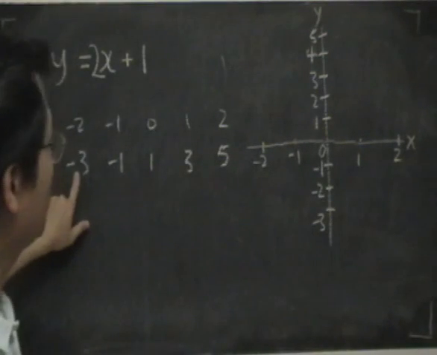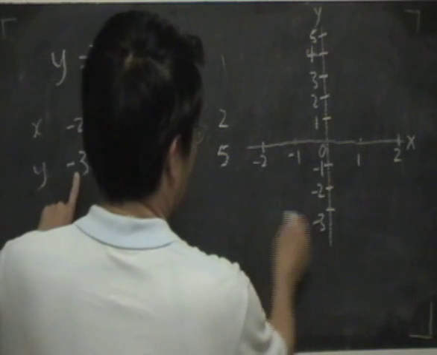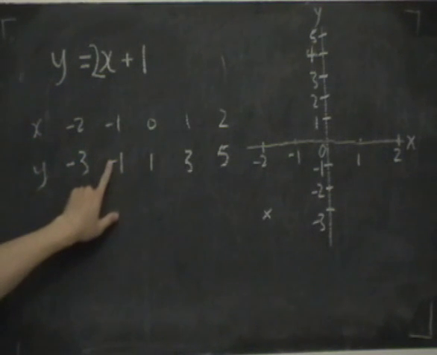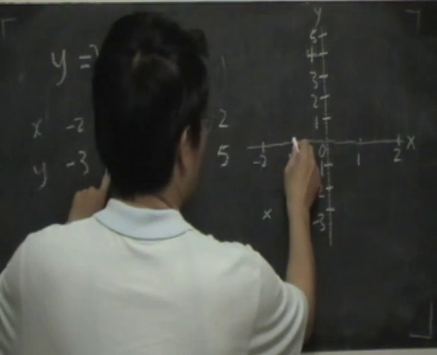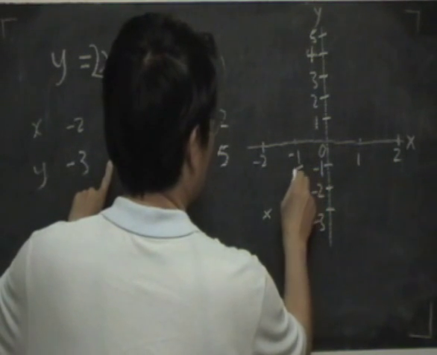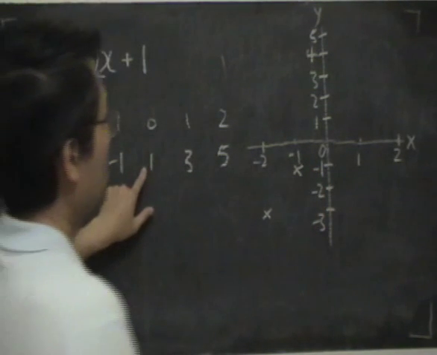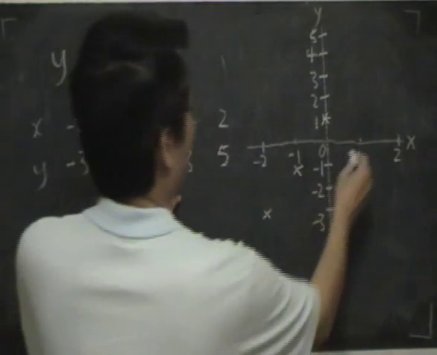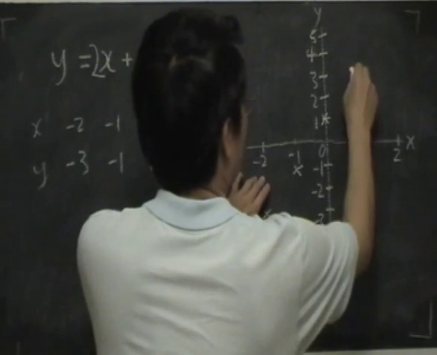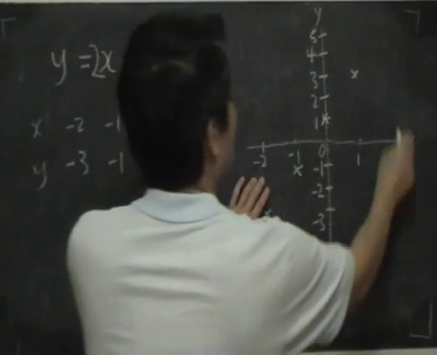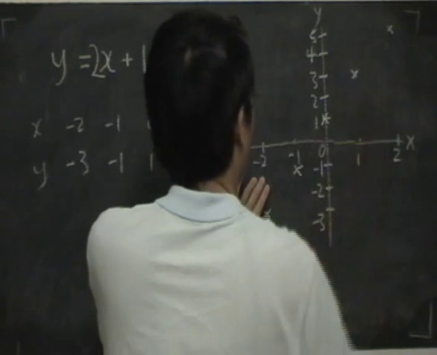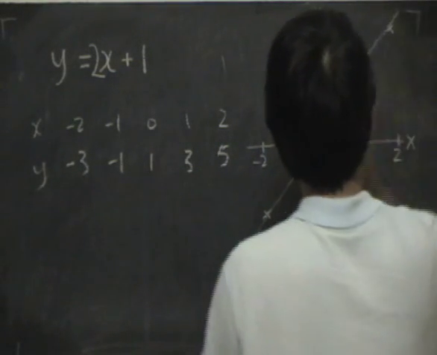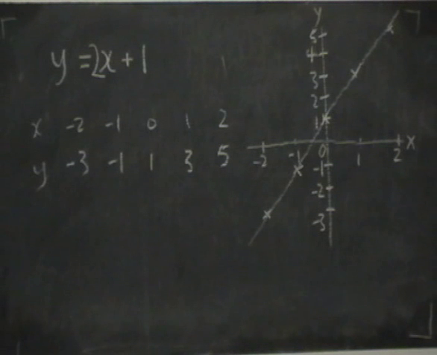Okay, -2, -3 is there. -1, -1 is there. 0, 1 is there. 1, 3 is there. Finally 2, 5 is there. So we do have a straight line. It's a straight line.